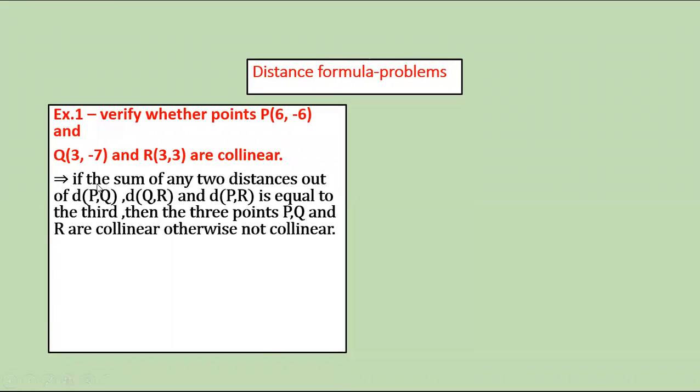Solution of this problem: if the sum of any two distances out of distance PQ, distance QR and distance PR is equal to the third, then the three points P, Q and R are collinear, otherwise not collinear.